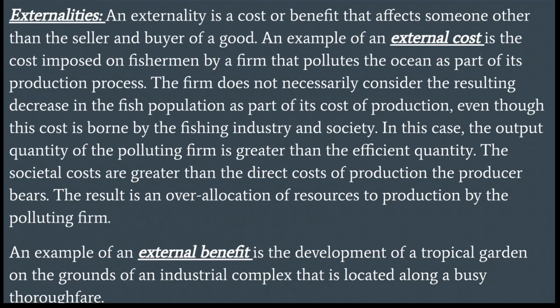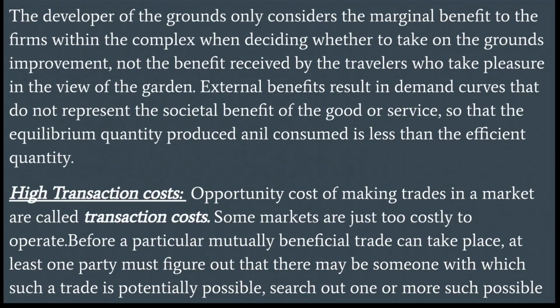An example of an external benefit is the development of a tropical garden on the grounds of an industrial complex that is located along a busy thoroughfare. The developer of the grounds only considers the marginal benefit to the firms within the complex when deciding whether to take on the grounds' upkeep, not the benefit received by the travelers who take pleasure in the view of the garden. External benefits result in demand curves that do not represent the societal benefit of the good or service, so that the equilibrium quantity produced and consumed is less than the efficient quantity.